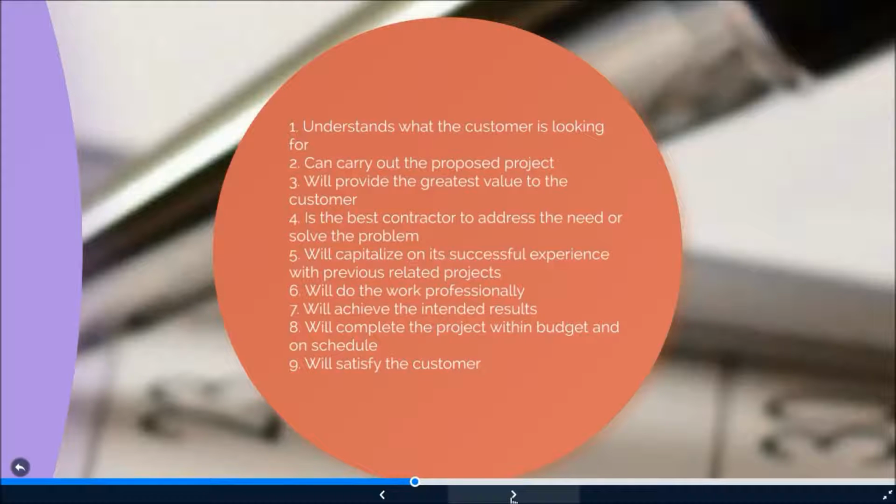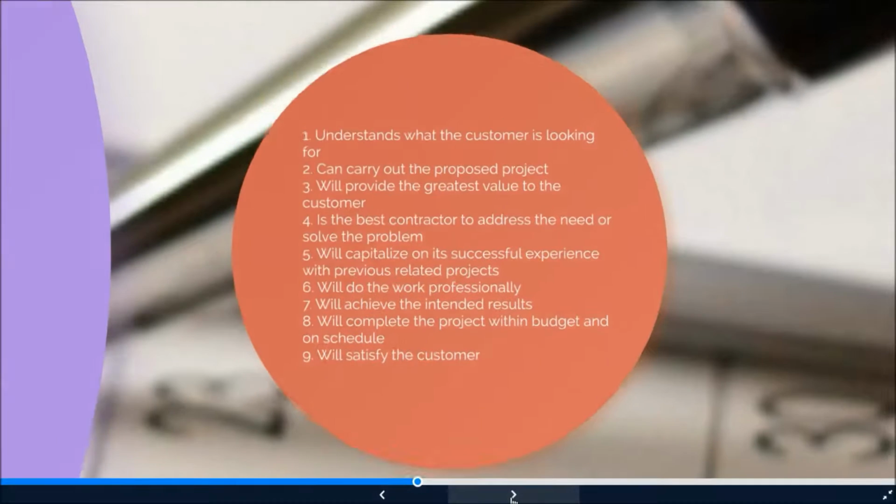will capitalize on its successful experience with previous related projects, will do the work professionally, will achieve the intended results, will complete the project within budget and on schedule, and will satisfy the customer. So in the proposal, the contractor must highlight the unique factors that differentiate it from competing contractors. So the proposal must emphasize the benefits to the customer if the customer selects the contractor to perform the project. So the proposal should be written in a simple, concise manner and should not be wordy or redundant.